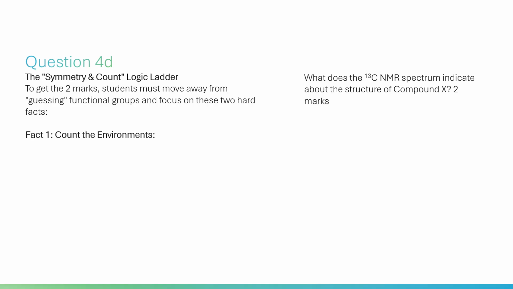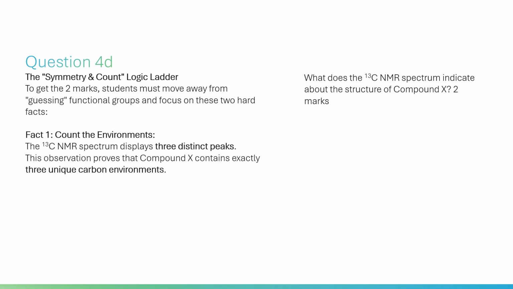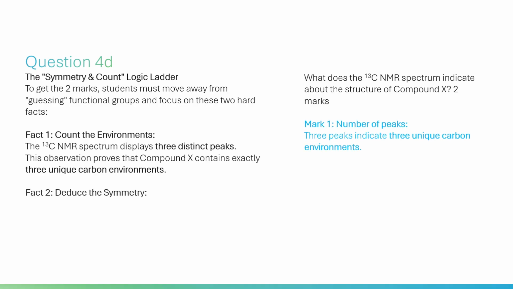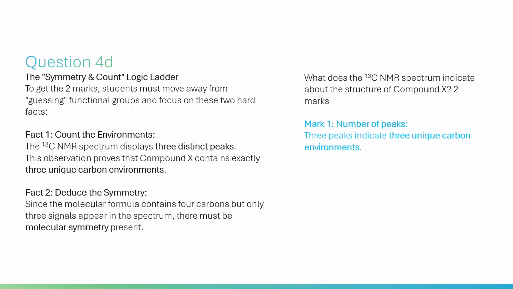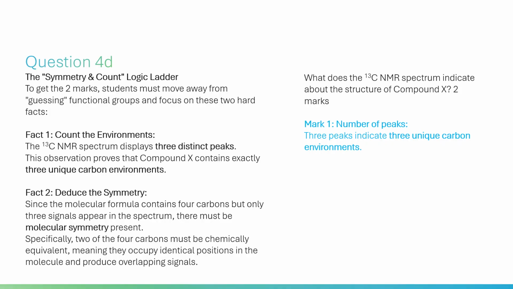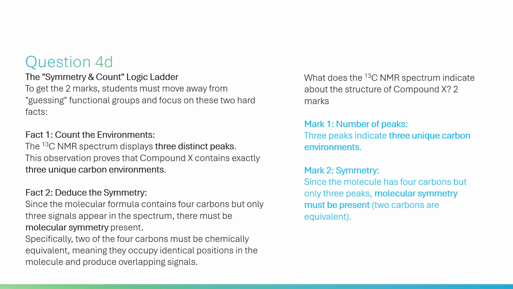Fact 1. Count the environments. The 13C NMR spectrum displays 3 distinct peaks. This observation proves that compound X contains exactly 3 unique carbon environments. Fact 2. Deduce the symmetry. Since the molecular formula contains 4 carbons, but only 3 signals appear in the spectrum, there must be molecular symmetry present. Specifically, 2 of the 4 carbons must be chemically equivalent, meaning they occupy identical positions in the molecule and produce overlapping signals.